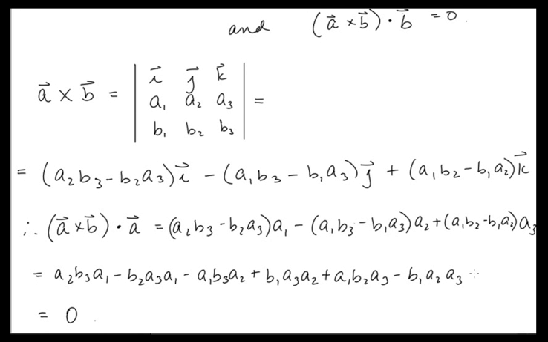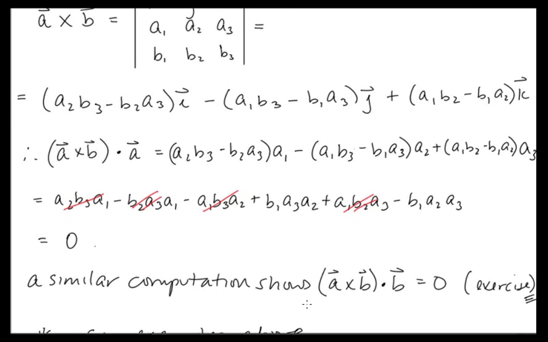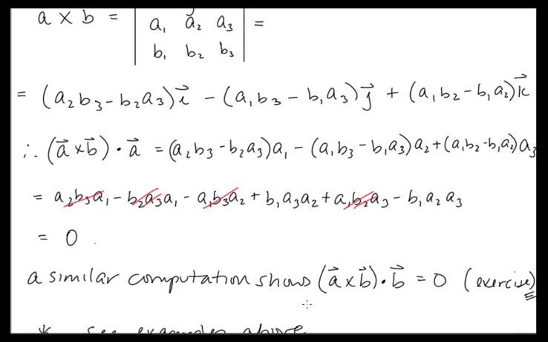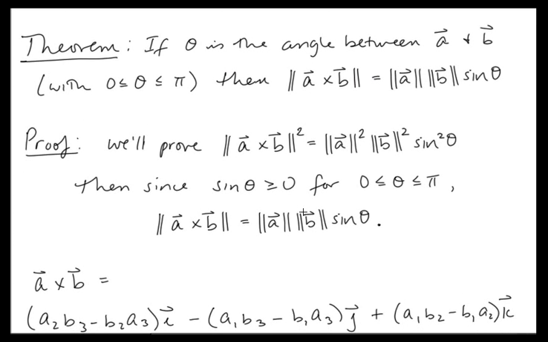Multiplying out looks like this, and we notice that all our terms cancel. A2 B3 A1, here's a negative A2 B3 A1. Here's a negative B2 A3 A1. Here's a positive B2 A3 A1. And these as well cancel, and we get 0. So A cross B dotted with A is equal to 0, and therefore A cross B is orthogonal to A. And a similar computation will show the same is true when you dot with vector B, and we'll leave that as an exercise.